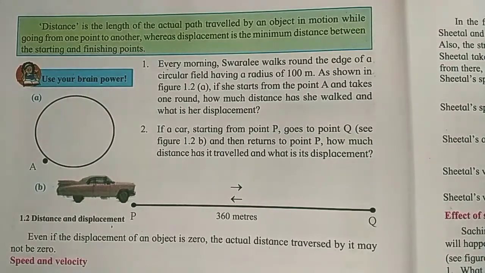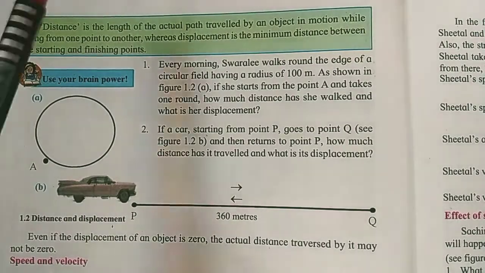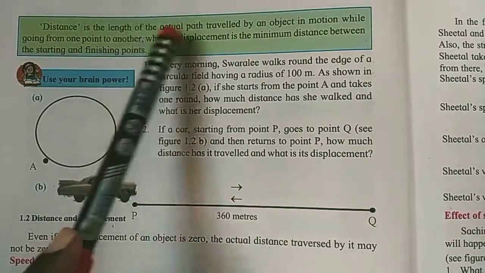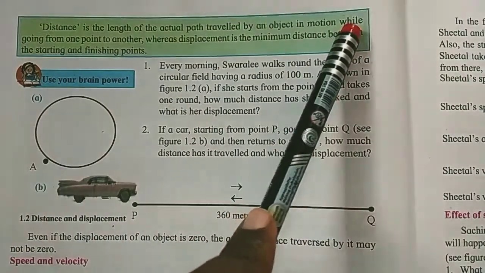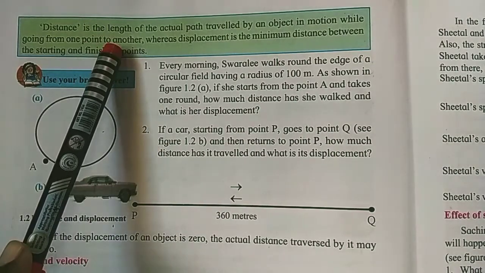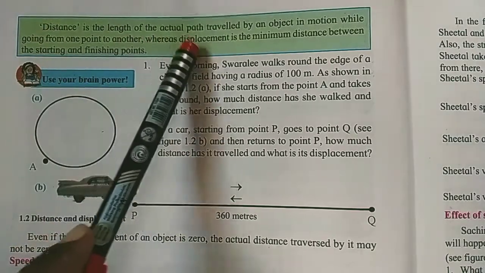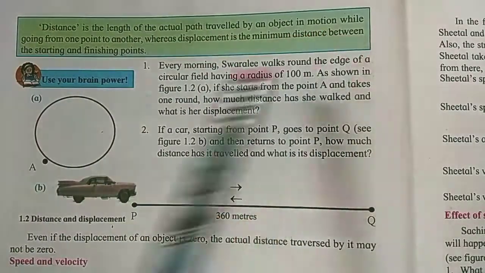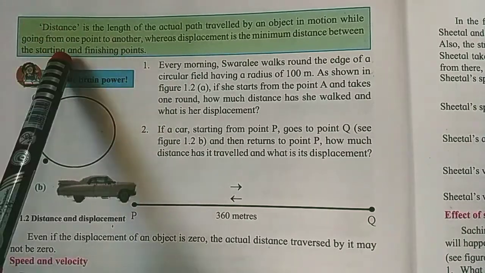So see here, we have the definition of distance and displacement. Distance is the length of the actual path traveled by an object in motion while going from one point to another. So Sheetal is traveling a distance, whereas displacement is the minimum distance between the starting and finishing point. So the minimum distance traveled by Prashant in this case.